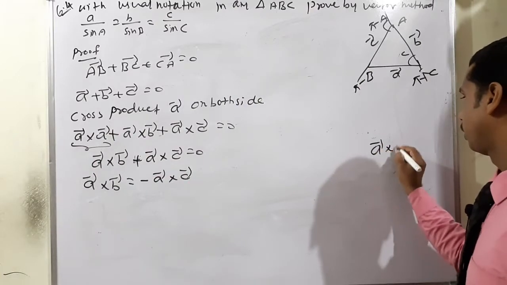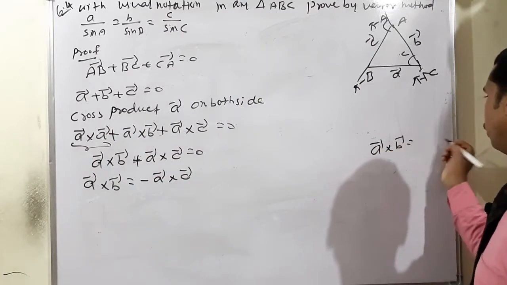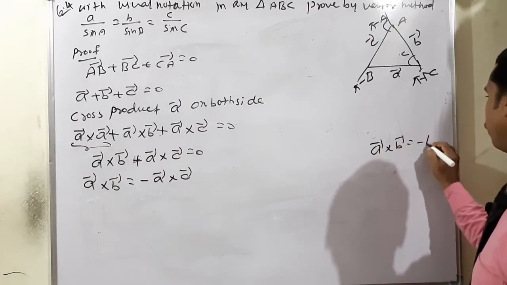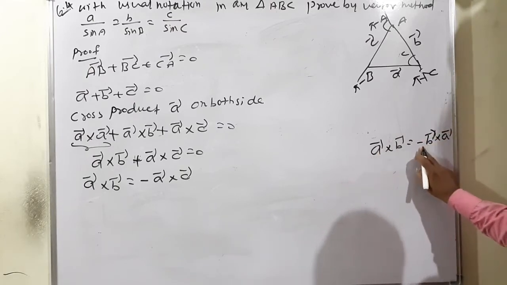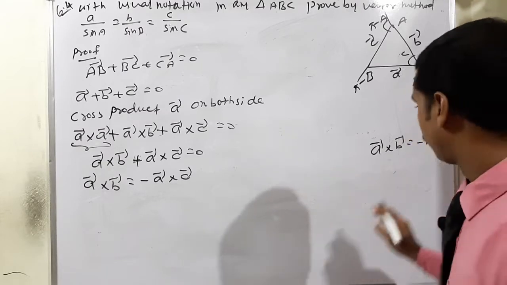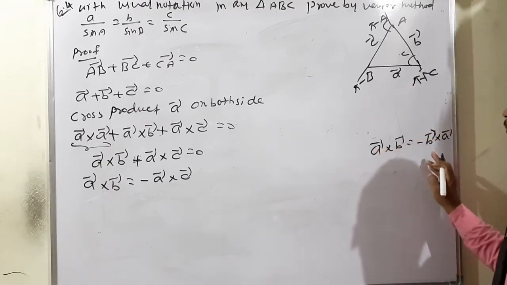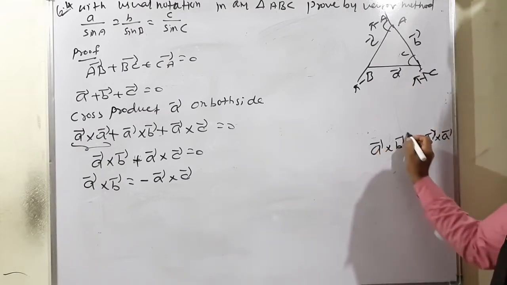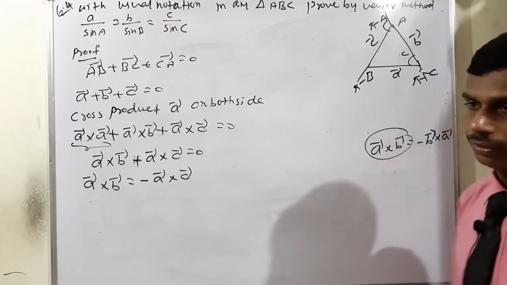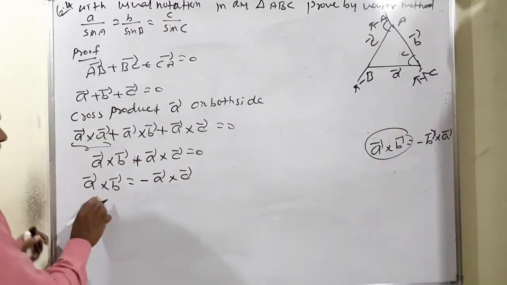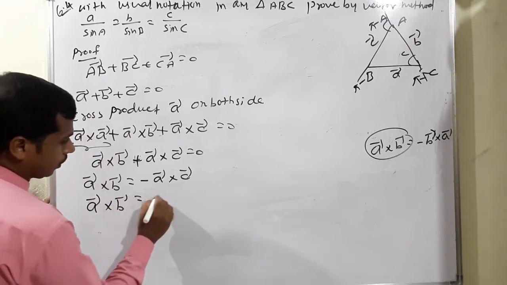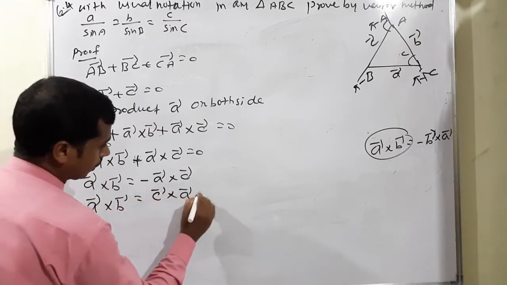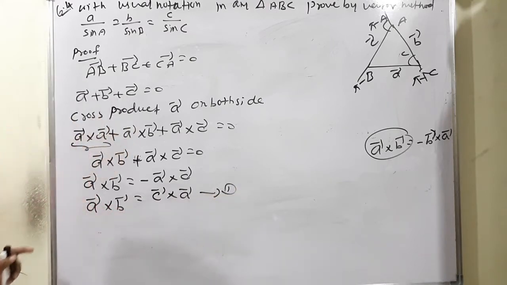So already we know a vector cross b vector is equal to minus of b vector cross a vector. If we interchange, a negative sign will come, so we have to take the reverse order. Negative c vector cross a vector means it will be equal to a vector cross c vector. Therefore here we can write a vector cross b vector is equal to c vector cross a vector. This is considered equation number 1.